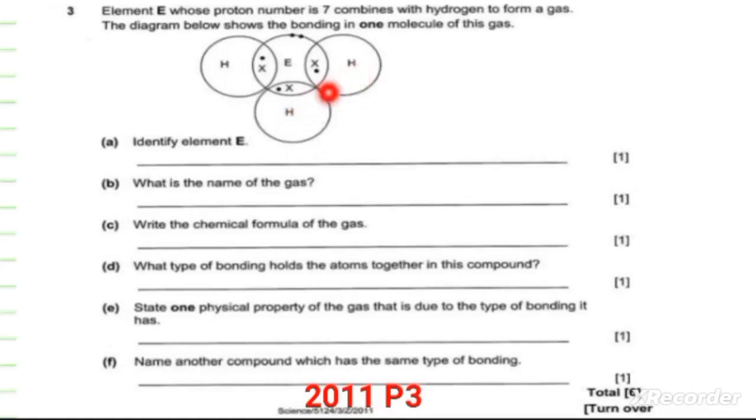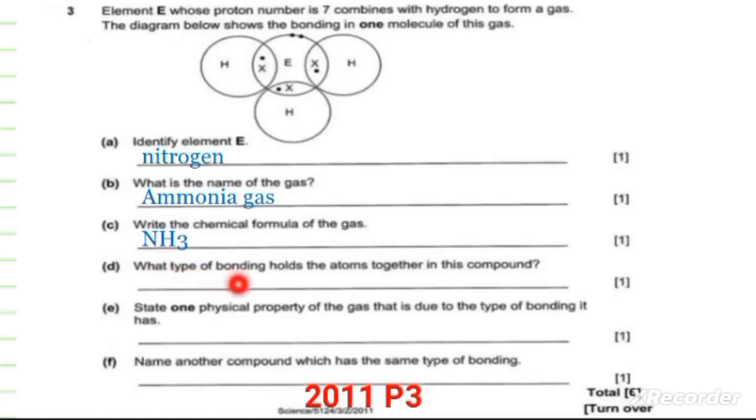So here we have hydrogen. According to our electronic configuration, or according to our timetable, an element with 5 electrons in the outermost shell, the dotted electrons, is nitrogen. So our answer here is nitrogen. Question B, what is the name of the gas? The name of the gas is ammonia gas. Question C, write the chemical formula of the gas. The chemical formula of the gas is NH3.